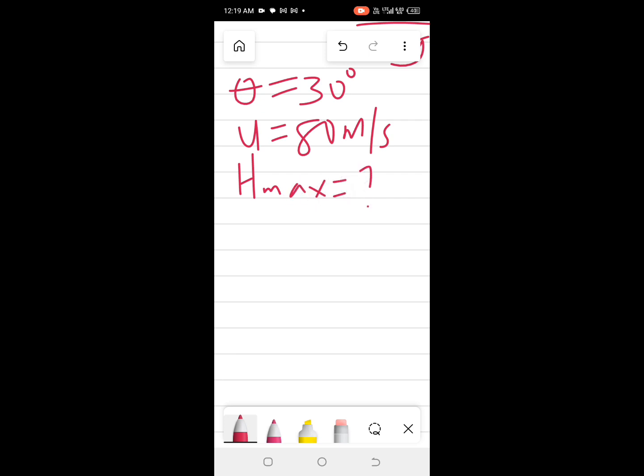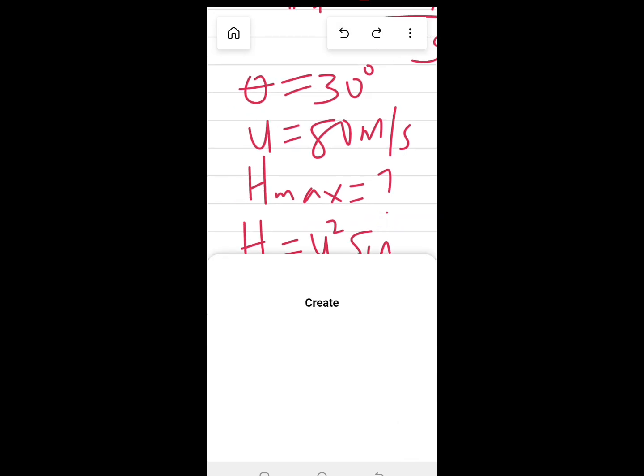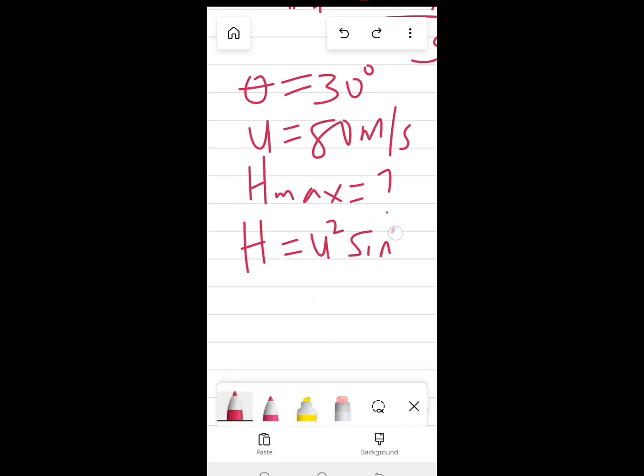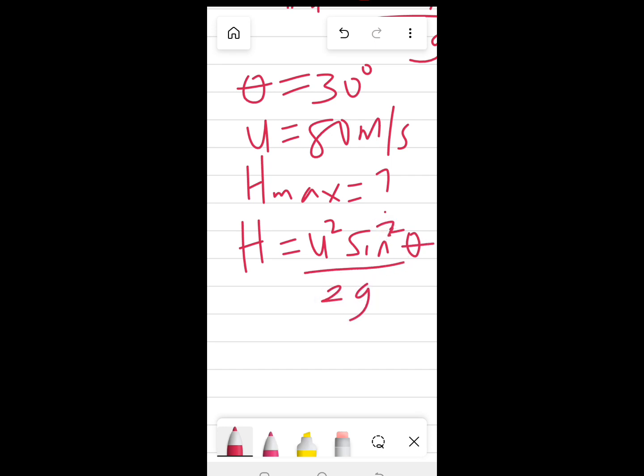So what are we supposed to do? Your h max is u squared sine squared theta over 2g. You remember h max has the maximum amount of what? Of 2's. And that means the 2 is appearing 3 times: u squared sine squared theta over 2g.